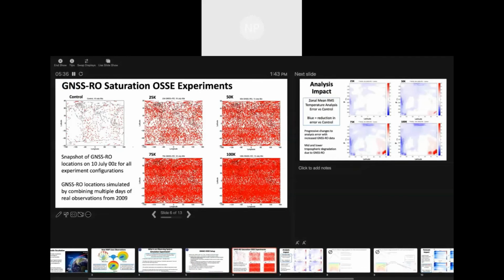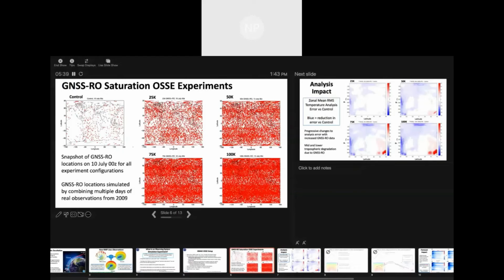So the experiments that we're doing here, we're looking at these saturation experiments to see if we add a very large number of RO observations per day, do we see a drop-off in usefulness of the data? So the top left panel here is showing you for a 6-hour cycle how many RO observations we have in our control. And you can see that we don't have very many. Our control was based on the year 2015, and it was kind of a low point when there weren't actually that many RO data. And then we have 4 experiments where we add up to 100,000 additional RO soundings, profiles per day.